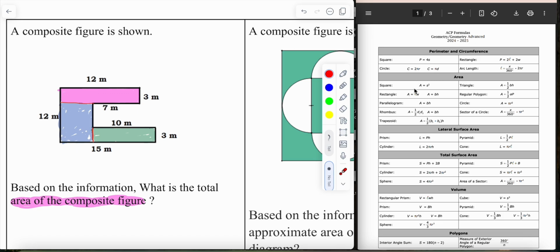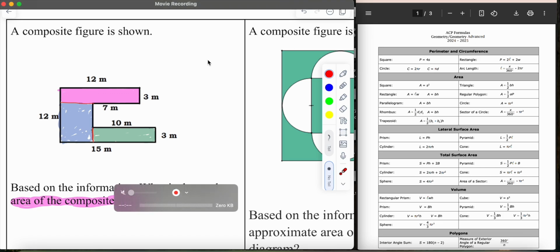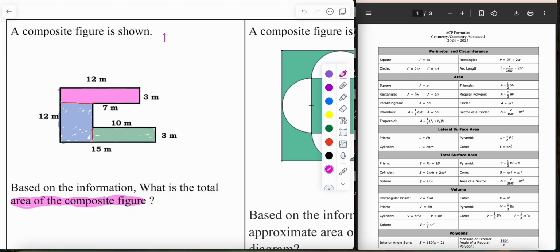So the shape that we have is rectangle. So we have this one and we have this one. It's just 2 of them. You can choose any one, but I prefer choosing the first one, which is area A is equal to L, length, multiply W, which is width. So we're going to copy this formula onto our paper. So I'm going to put my rectangle, and I'm finding the area of the pink one.